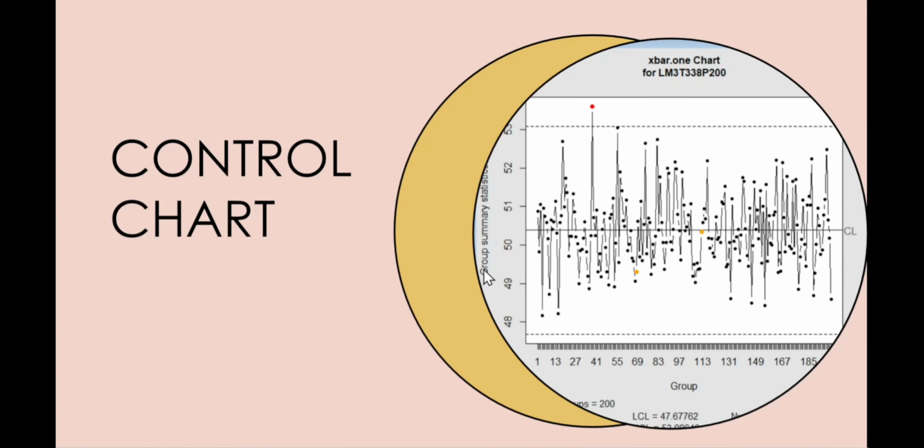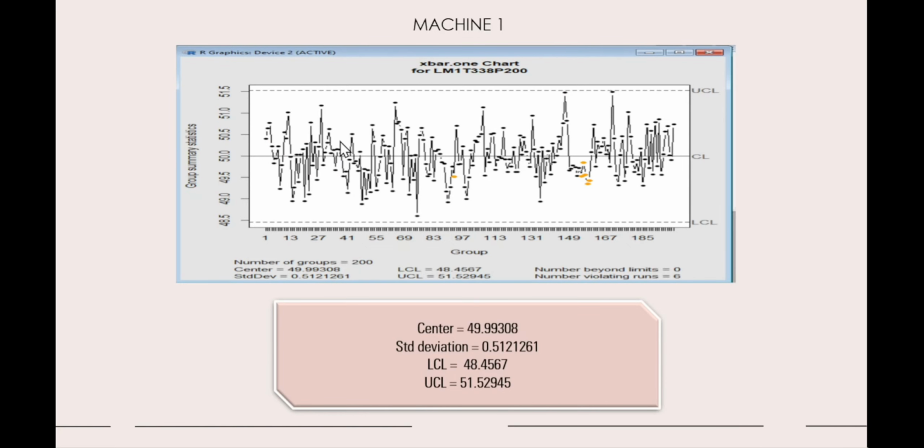Now we move to the control chart part. A control chart is a statistical tool used to monitor and analyze process variation over time. It helps determine whether a process is operating within expected limits or has gone out of control. Control charts are widely used in quality management and process improvement methodologies such as Six Sigma.